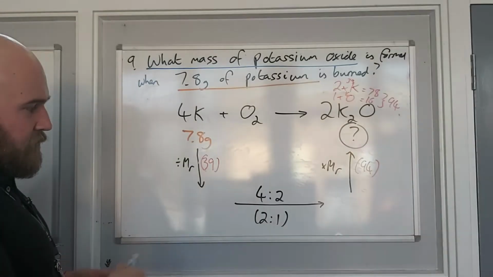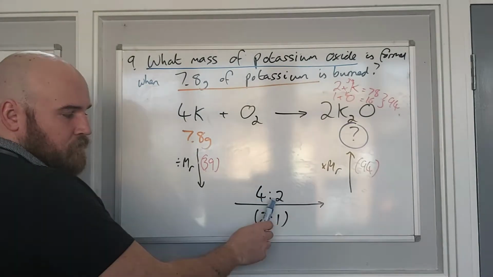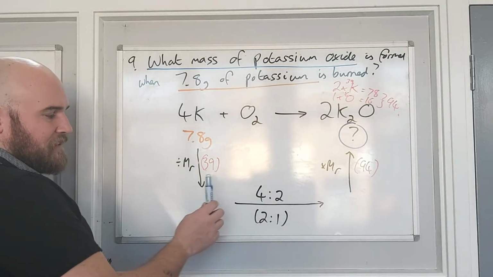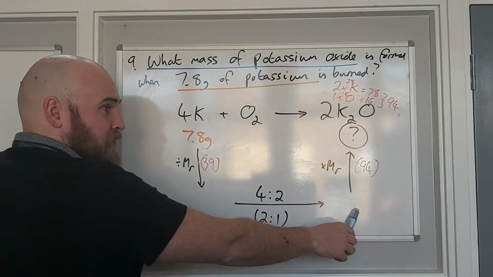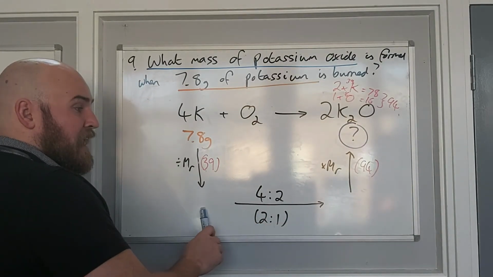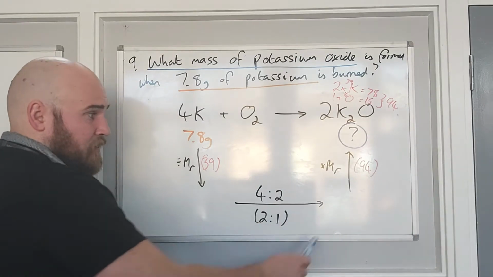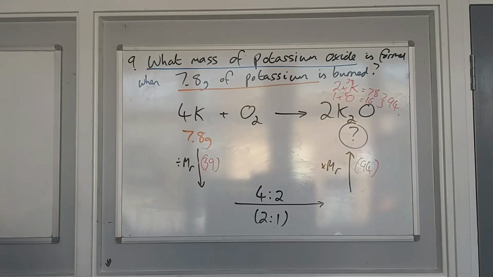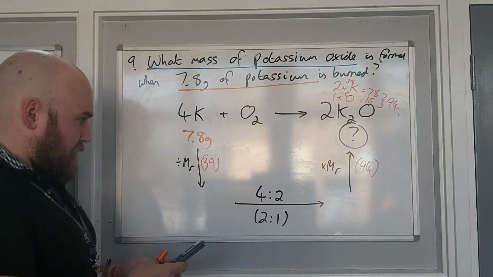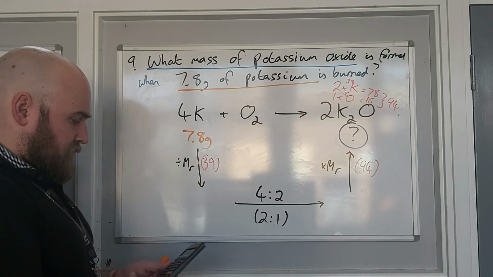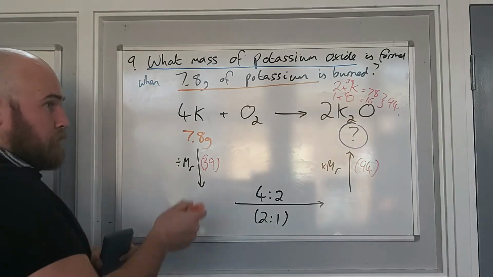All right. The ratio is 4 to 2 or 2 to 1, which means that the number on this side will be twice as big as the number on this side. So what I'll have to do is whatever number I get here, I'll have to halve it to get the number there. All right. Let's have a go. So 7.8 divided by 39 equals 0.2 moles.